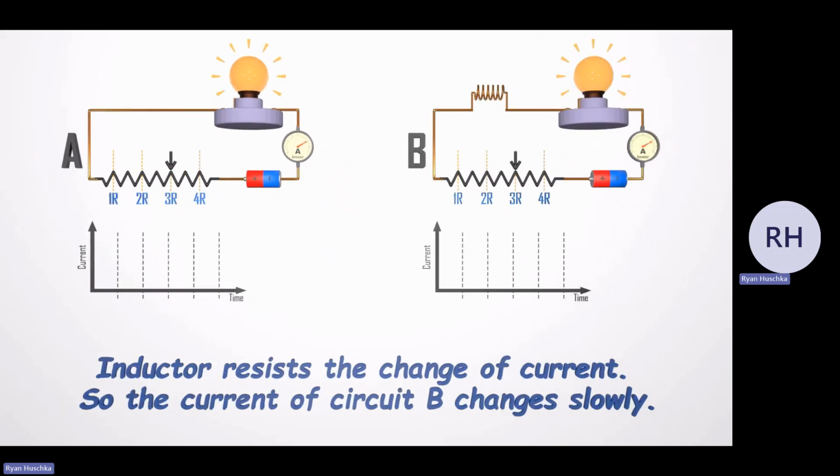Let's compare this with a circuit that has an inductor. Initially, the current of both circuits are equal. But when we change the resistance, the inductor resists the change of current. So the current of circuit B changes slowly. The current will slowly rise to the same level.